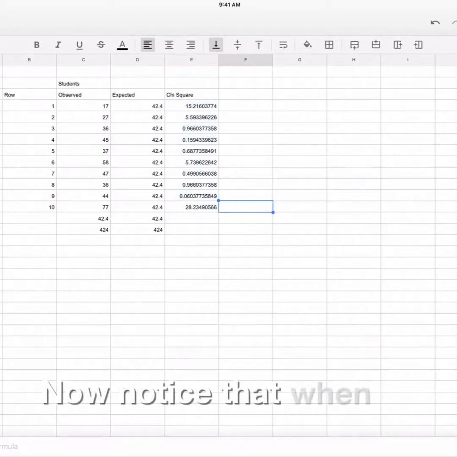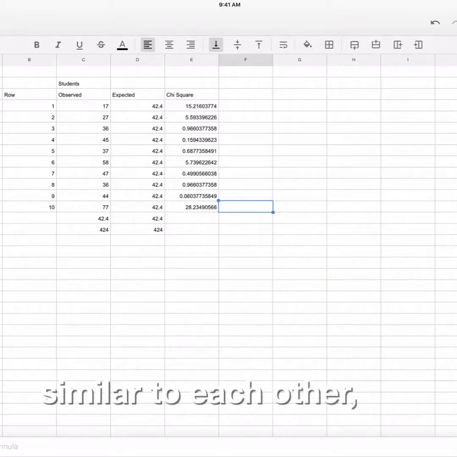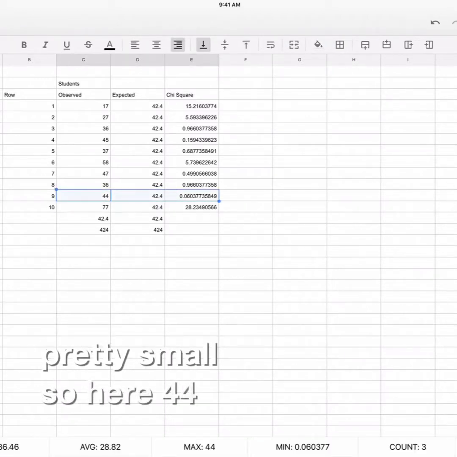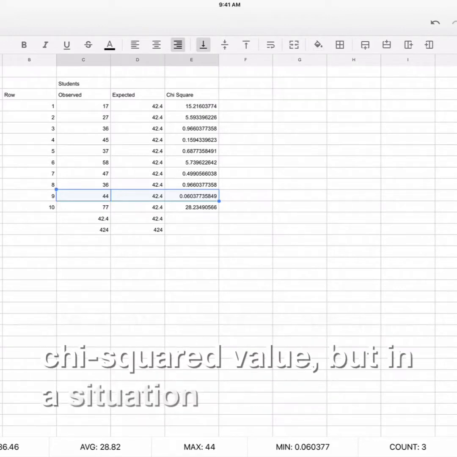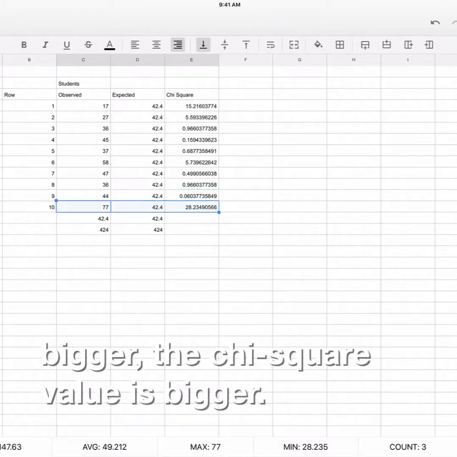Now notice that when the observed and expected values are very similar to each other, the chi-square value is pretty small. So here, 44 versus 42.4, we have a pretty small chi-square value. But in a situation where the observed and expected values are further apart, the chi-square value is bigger.